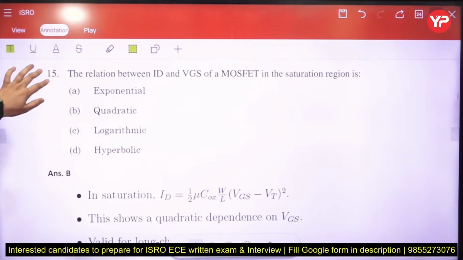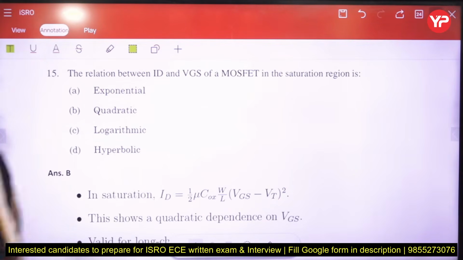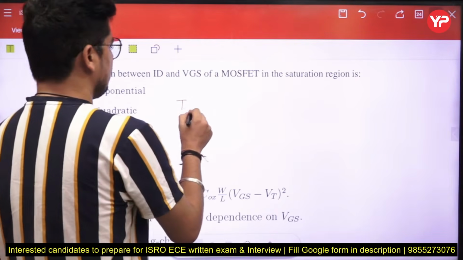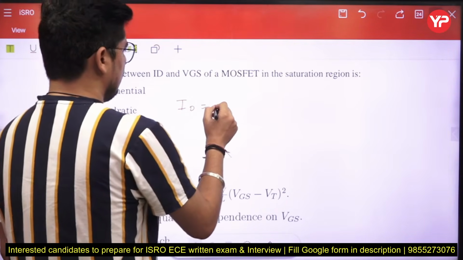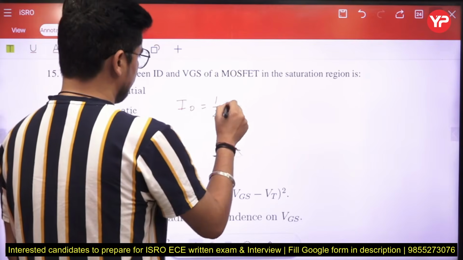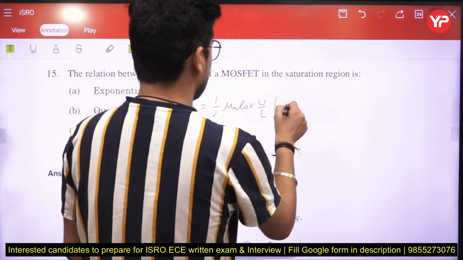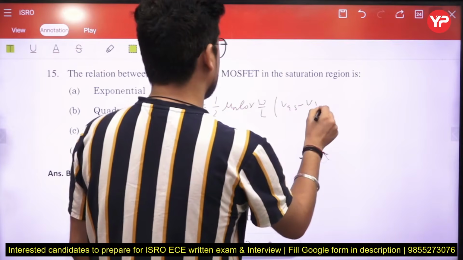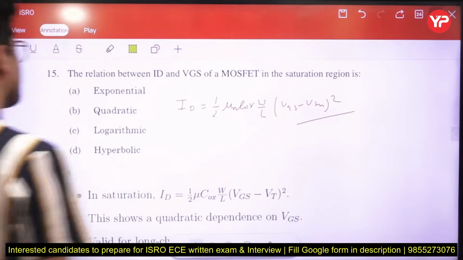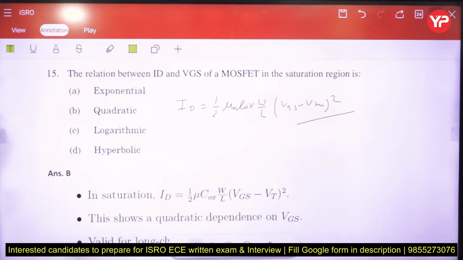The relationship between ID and VGS in the MOSFET in the saturation. See, in the saturation, the MOSFET current equation, ID is equal to 1 by 2 mu n into C ox W by L (VGS minus VTH) whole square, right? So that relationship is what? Quadratic relationship. Answer will be B.